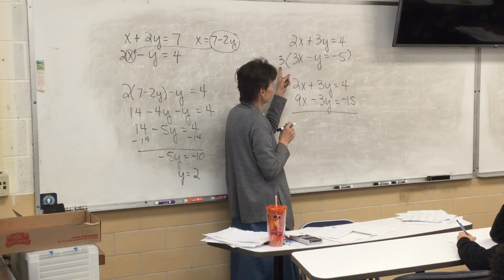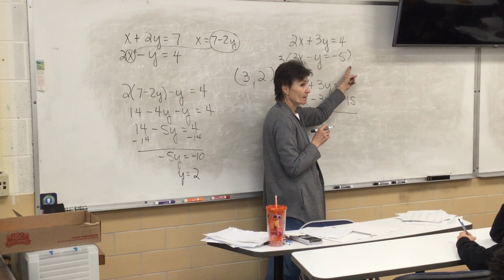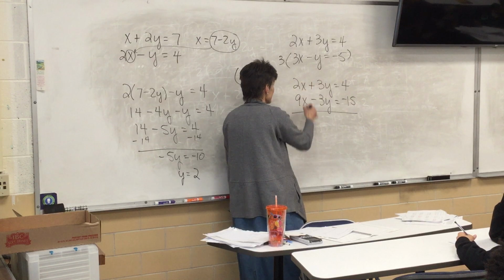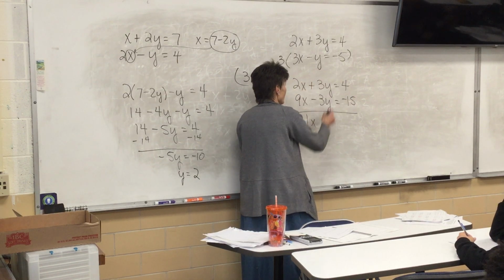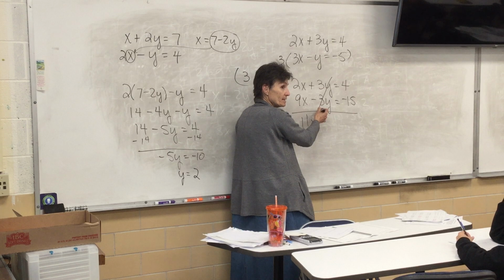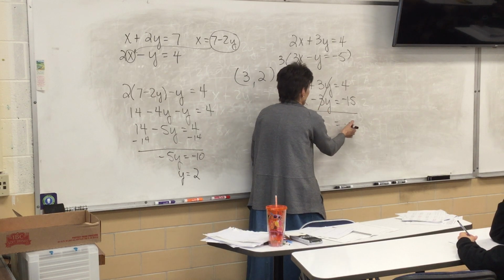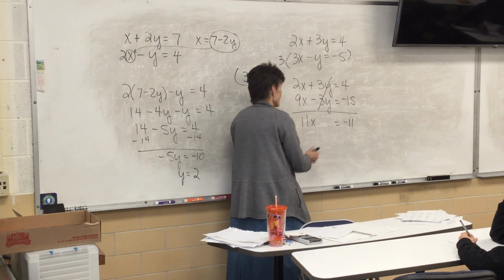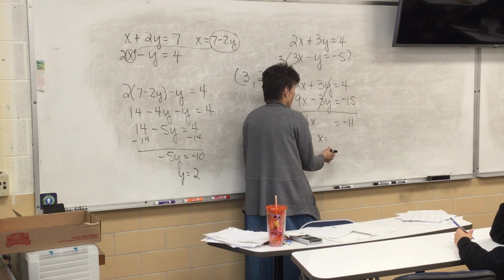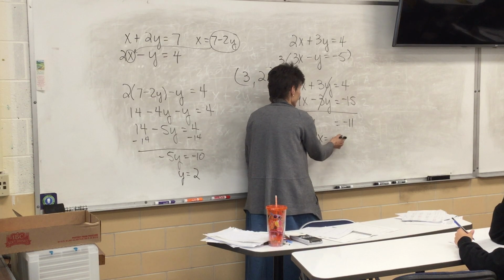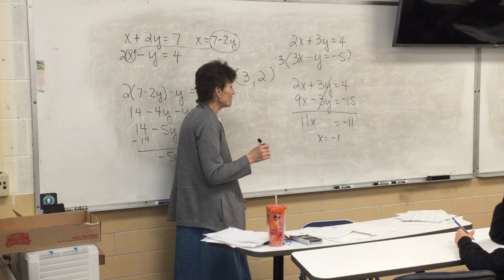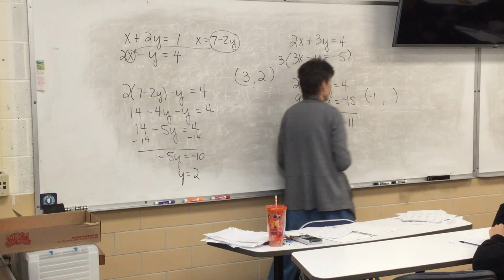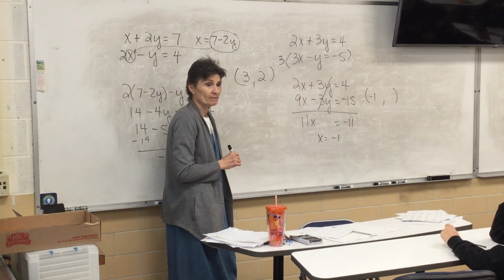Remember, when you're multiplying by 3, it's everything by 3. Okay? Now, add straight down. So this is going to make 11x. These are eliminated, and negative 11. So x equals negative 1. So just like before, though, your answer is going to be an ordered pair, and this time the x coordinate is -1.